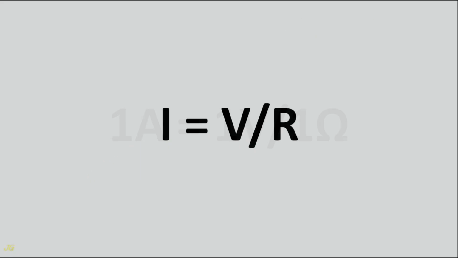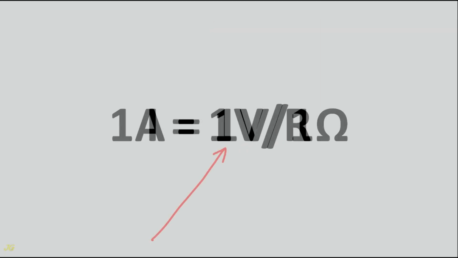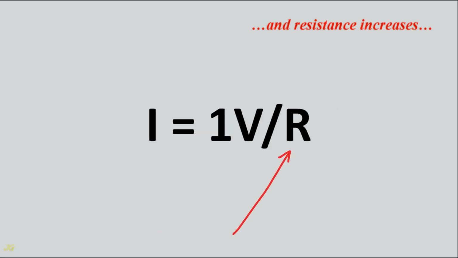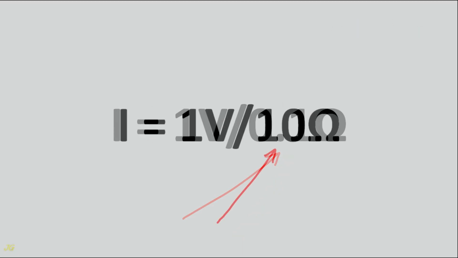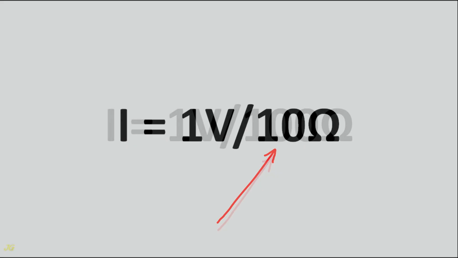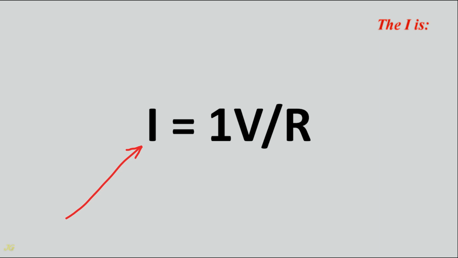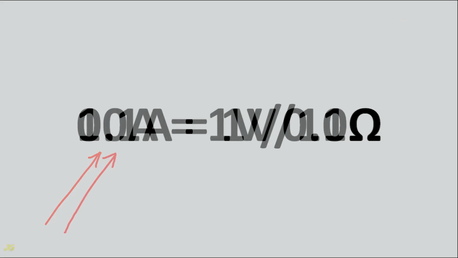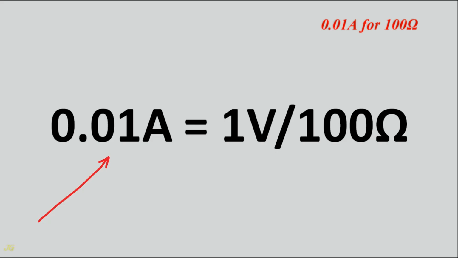Example: 1 ampere equals 1 volt divided by 1 ohm. The voltage is constant 1 volt, and resistance increases from 1/10 of an ohm to 10 ohms and to 100 ohms. The current is 10 amps for 1/10 of an ohm, 1/10 of an ampere for 10 ohms, 1/100th of an ampere for 100 ohms.